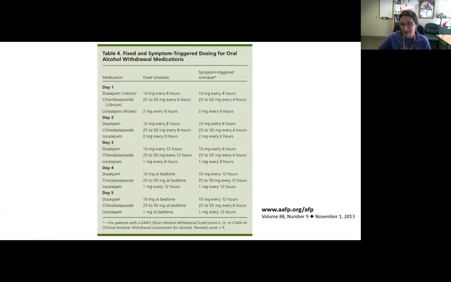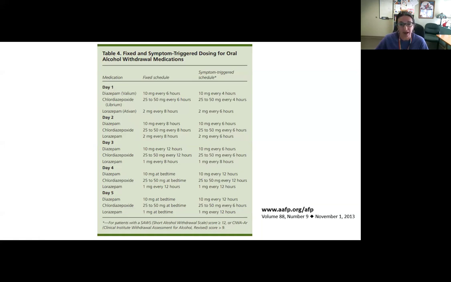I use different scales. I like this guide. Schedules, scales is not the word I was looking for, schedules for medication administration for alcohol withdrawal. This one's a 2013 article from AFP. You can see here a few of the medications listed and what's recommended in terms of their fixed outpatient schedule, which we use over the symptom triggered, which tends to be more inpatient.